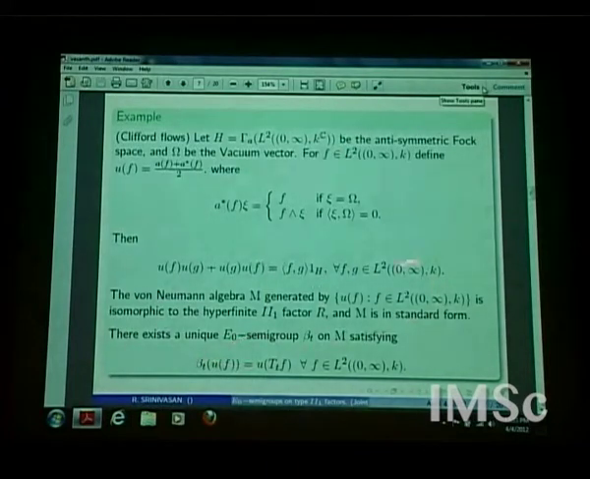And if you take the von Neumann algebra generated by this U(F), that is the hyperfinite II-1 factor. There is only one such hyperfinite II-1 factor, so it's isomorphic to that hyperfinite II-1 factor. And it's in standard form. I will talk about it later. So this M sitting in B of H is in standard form. I will talk about the standard form after two, three slides.